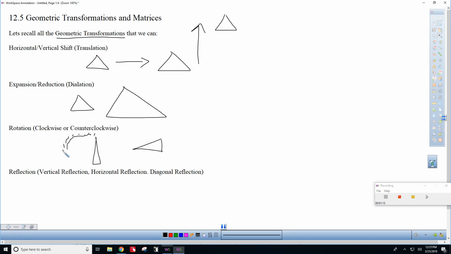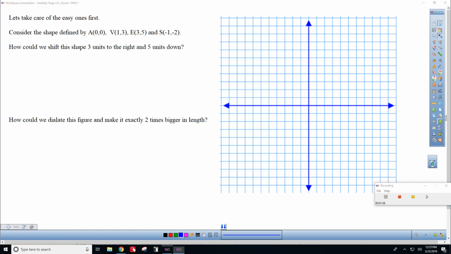And we could have reflections. So if I took this triangle and reflected it over that line, it would look like that. It would be a horizontal translation. If I took this triangle and reflected it over this line, it would look like that, vertical translation. So that's a little review about geometric transformations. Now we're going to take care of how to use matrices to do this for the easy ones.